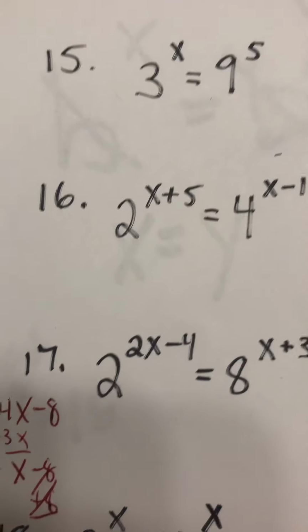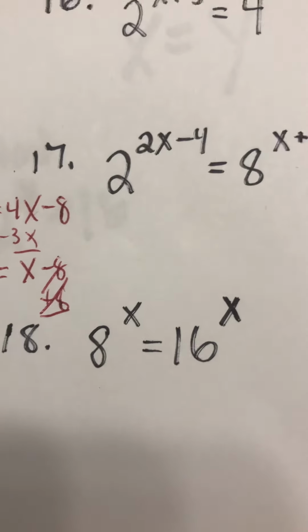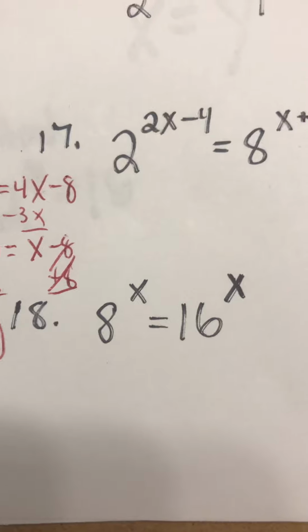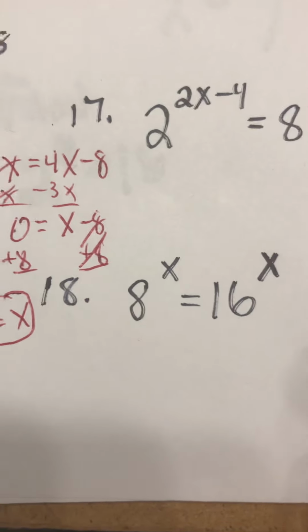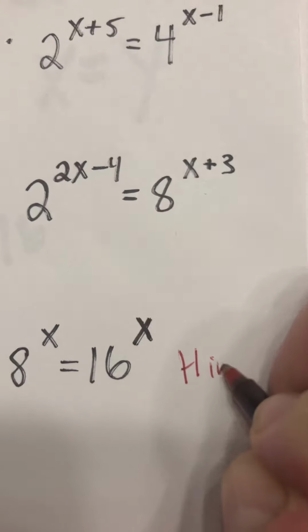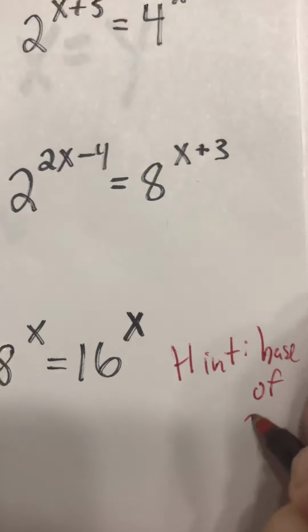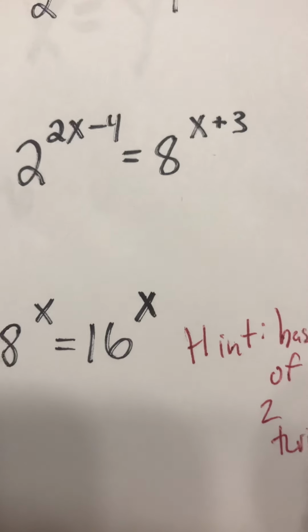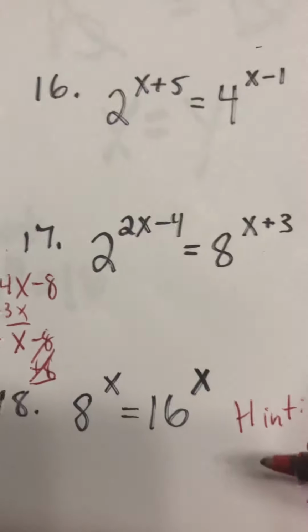And let's do one more on here. I think 18 is sort of a thinker stinker here. I'm gonna let you think about 18, but I'll give you a hint. The hint here is base of 2 twice. So think about what this means with the 16 and the 8.